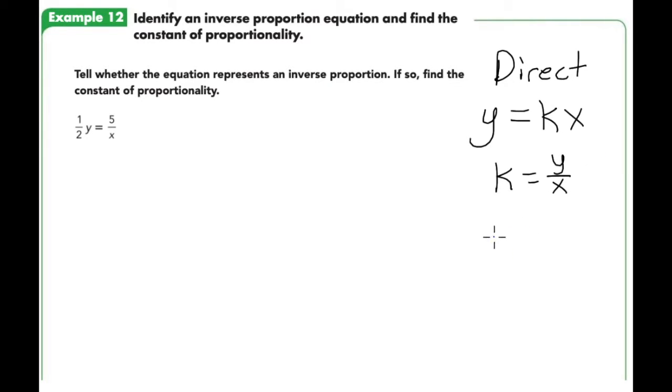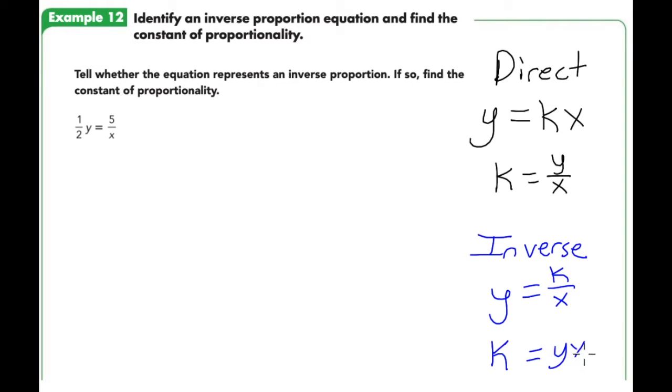Now, because we're dealing with inverse, we could still try to isolate the y. If we have y by itself, we should end up with y equals the constant over x. So we should have a constant value over x. Or we could end up with a constant value equaling y times x. So if we get y times x on one side equals something, that also means it's inverse. So in this equation here, we have 1/2 y equals 5 over x.